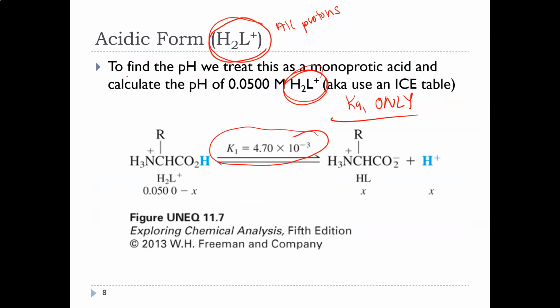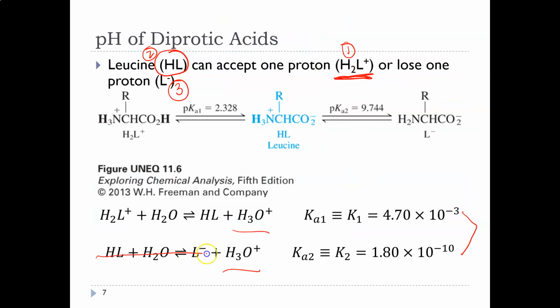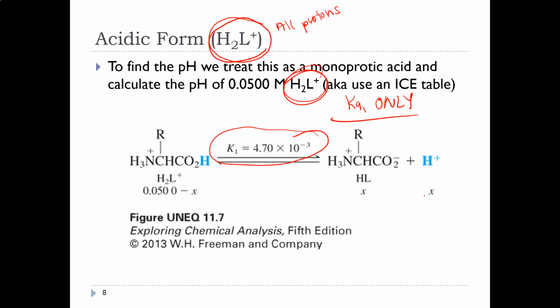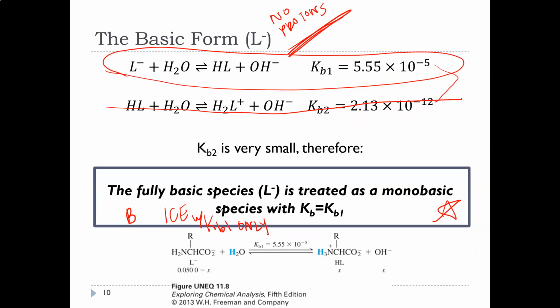So like with the acidic form, where we were ignoring the second step and just doing one ice table, okay. Again, you've done calculations like this before with a weak base only or a weak acid only. So the good news, if it's polyprotic and it's in its most basic form, treat it like a weak base.